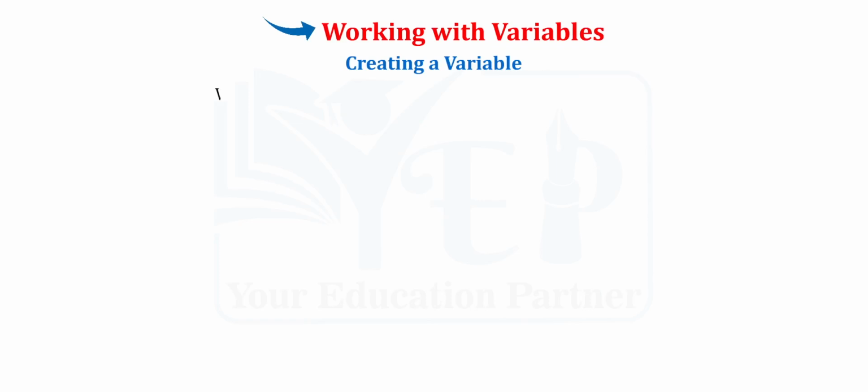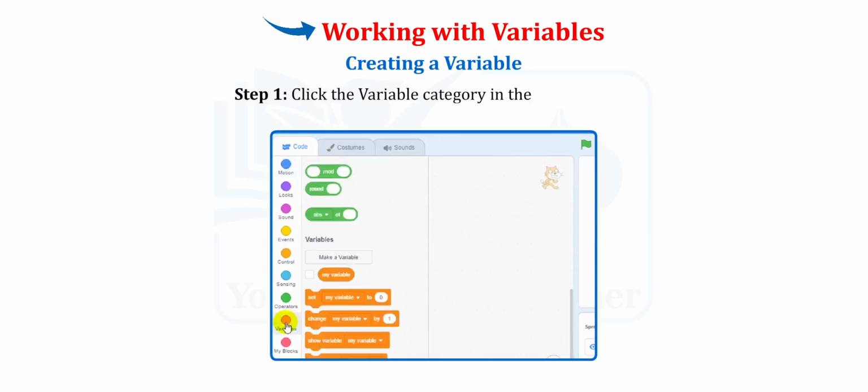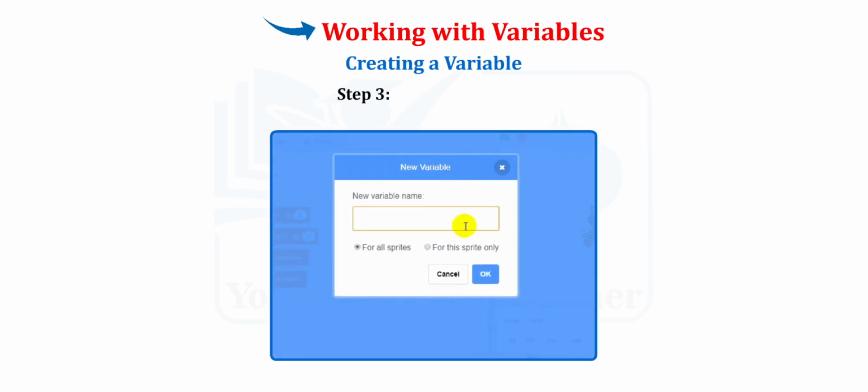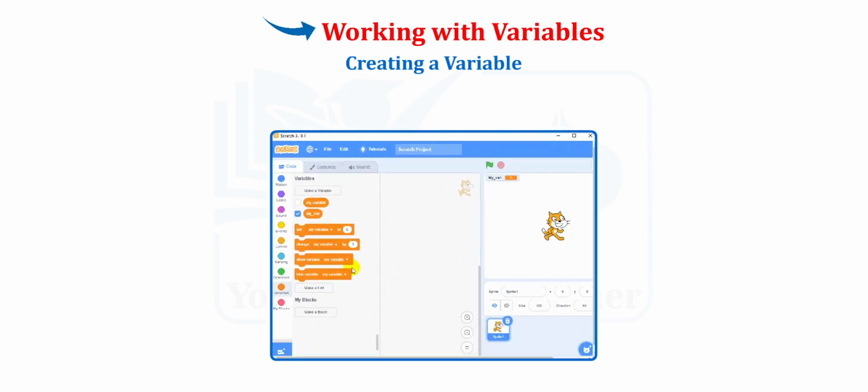Creating a variable. Variables are found in the data category in the block palette. To create a variable. Step 1. Click the variable category in the block palette. Step 2. Click the Make a Variable button. Step 3. Name the variable. Step 4. Use the options available. Step 5. Observe. The variable is placed inside the stage area now.